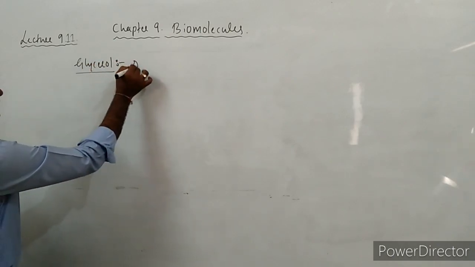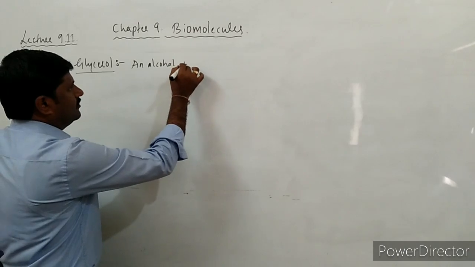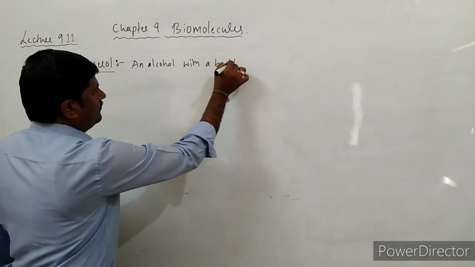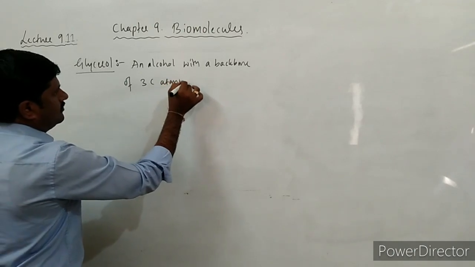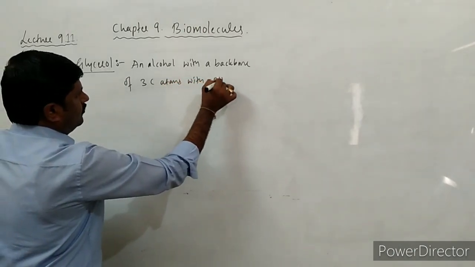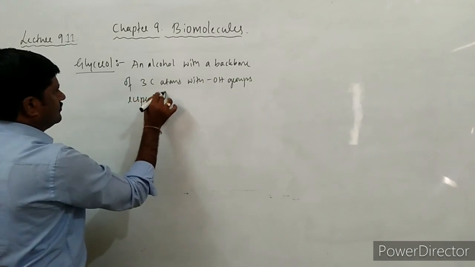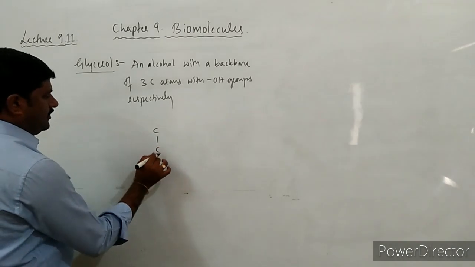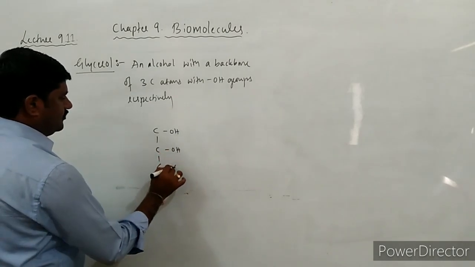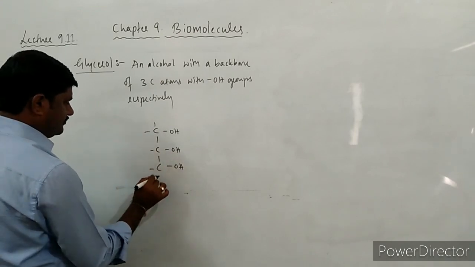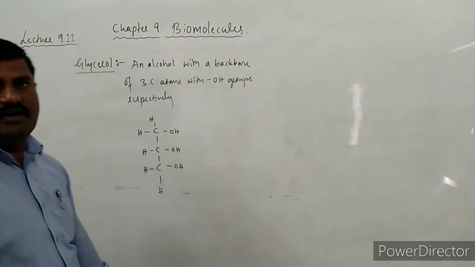What is this glycerol? It is an alcohol with a backbone of 3 carbon atoms with OH groups respectively. See here are 3 carbon atoms. So these have OH groups. See here, this is the OH group, right? Here H. This is the structure of glycerol.